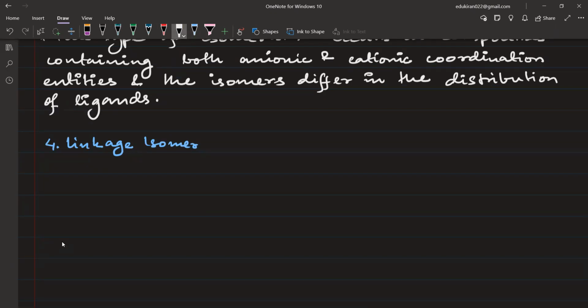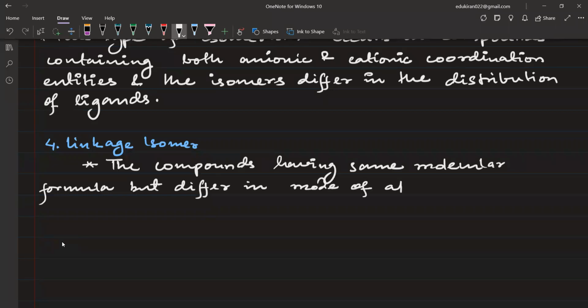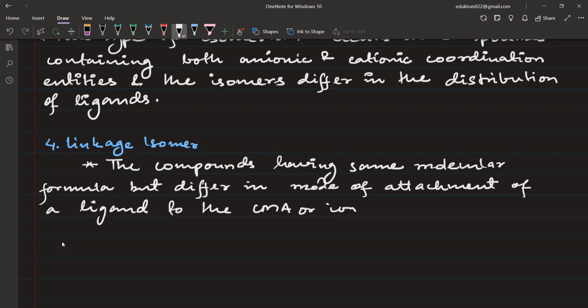Please write the compounds which have the same molecular formula but differ in the mode of attachment of a ligand to the central metal atom or ion are called linkage isomers.